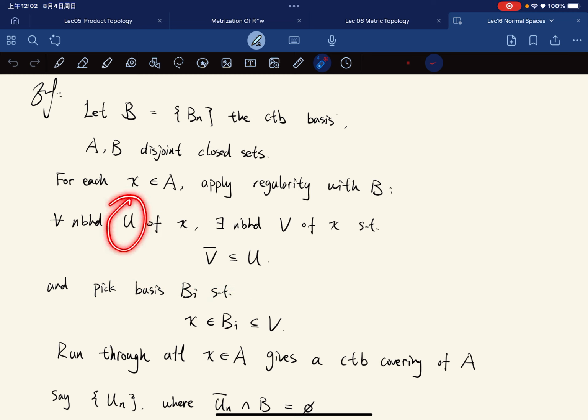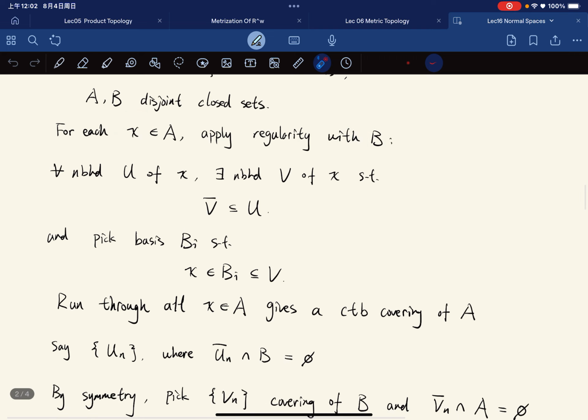And we could pick this neighborhood U of x such that it is the separation between x and B. And we can pick a basis element Bi such that x is in Bi and contained in V. And we run through all of A. This gives a countable covering of A, say Un, and Un bar and B are disjoint.